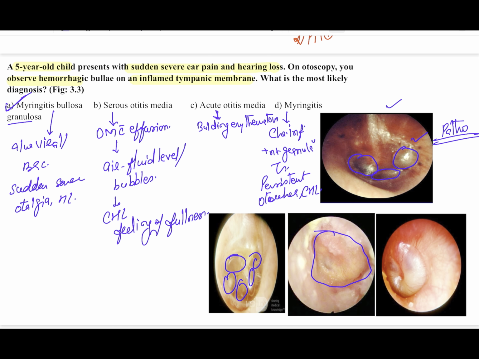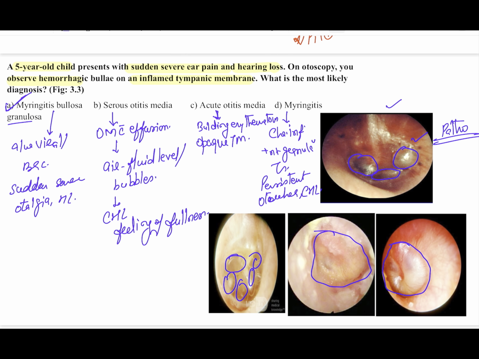Okay? So bulging erythematous, opaque tympanic membrane. Why opaque? Because of purulent effusion into the middle ear, which will also lead to the loss of normal landmarks. Here you can see the tympanic membrane is bulged out and very opaque. So this is acute otitis media.